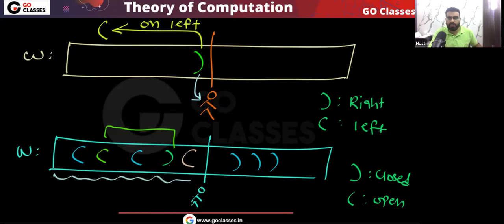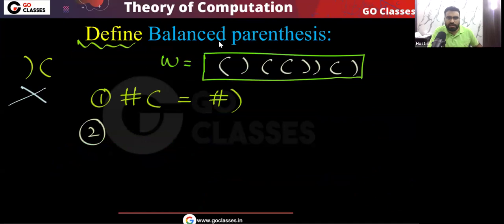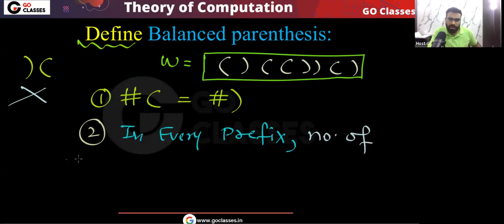So this is the simple point, I hope you understood. Let's see the idea. In a balanced parenthesis, the number of open parentheses is equal to the number of closed parentheses, and remember, in every prefix, the number of left parentheses will be greater than or equal to the number of right parentheses. Yes or no? Is this point clear?